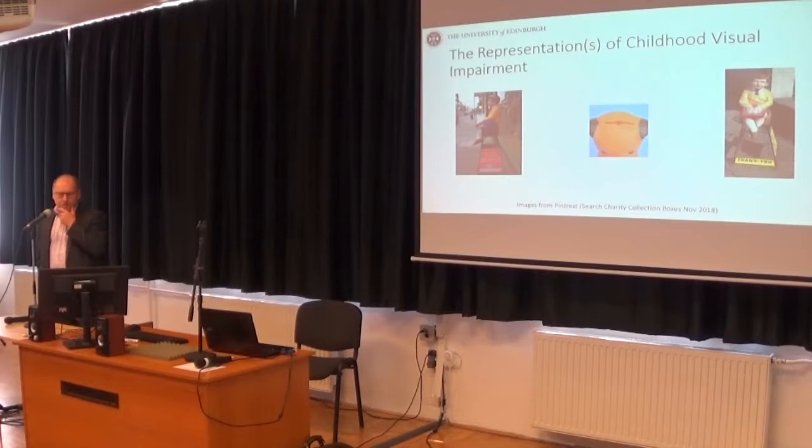On the screen we have three images in the UK of collection boxes for children who are blind. These images are of a visually impaired child sitting on some kind of stand reading braille. In the middle we have a cartoon character called Sooty with a hole in his head, and on Sooty it says, please give money to the blind.